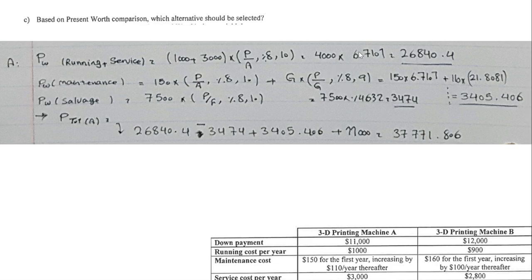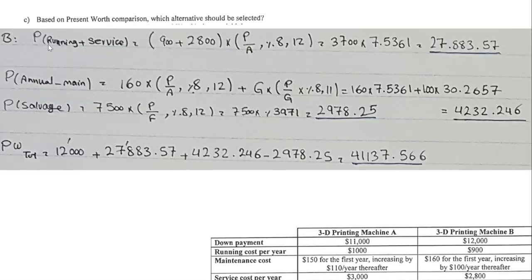Now is the time to add them all together: the first part, second part, third part, and this 11,000, which is the initial down payment, for the present. So we add them all together. The only one which is minus is salvage. The rest of them are costs, but the salvage is income. So if I want to calculate the present worth, the total value would be $37,771.